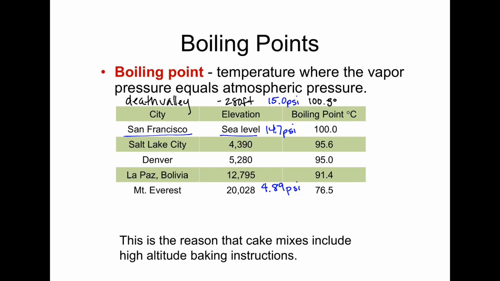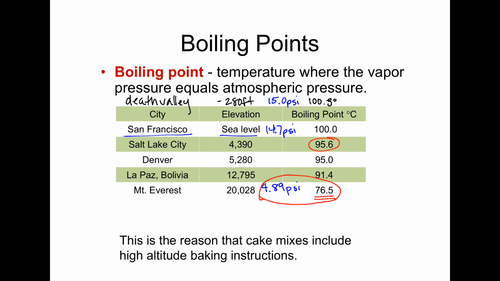So it's interesting, if you were boiling something at Mount Everest, you would be boiling it at 76.5 degrees. And when you're cooking something at a lower temperature, it takes longer to cook. I'm sure you're not going to be boiling something at Mount Everest, but even places like Salt Lake City or anywhere high elevation, it has a pretty big effect.